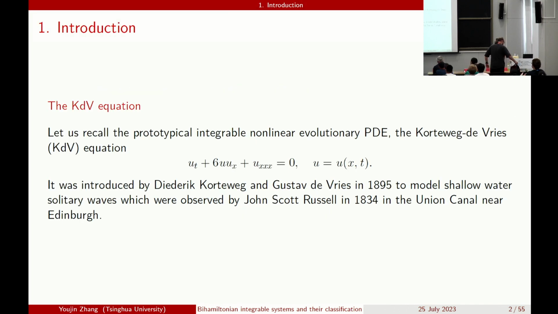So let me first explain what kind of bihamiltonian integrable system we are talking about. The most typical example of this kind of integrable system is the KdV equation, the most well-known equation, introduced by Korteweg and de Vries in about 1895 to model solitary waves, which were observed by John Scott Russell in the Union Canal near Edinburgh.